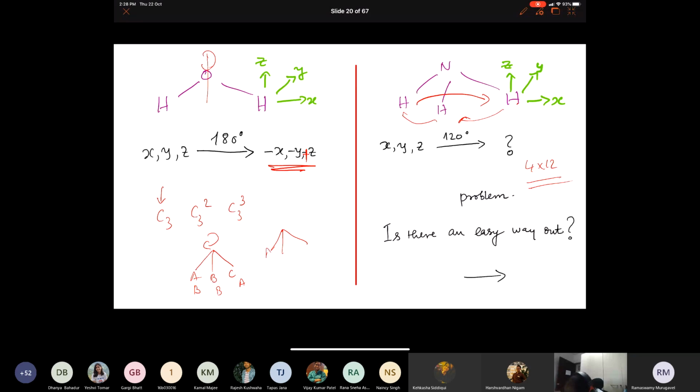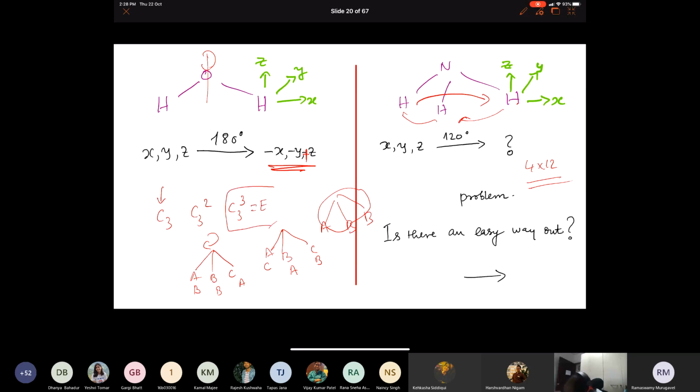So A, which is here, I do not do 120, I do 240 degrees actually. So A comes here, C comes here, and B comes here. But if I do a C3^3, I go 120, 240, 360, so I come back to the same place. So the C3^3 is equal to E.